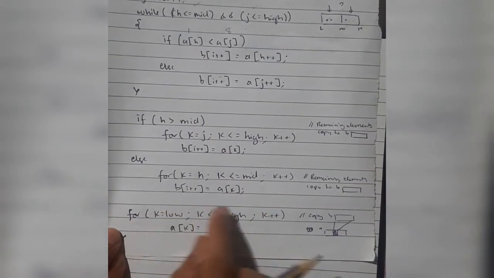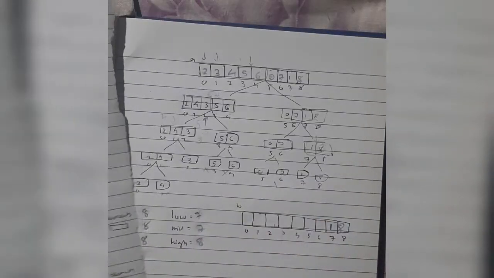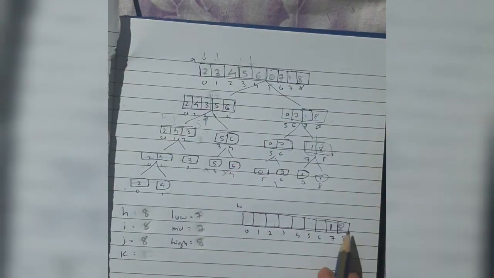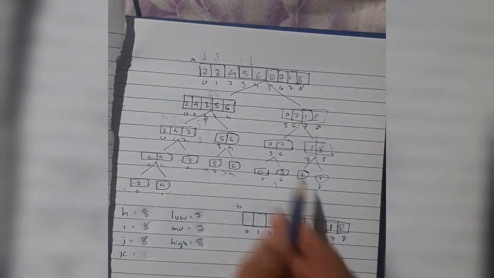From low to high, what we have to copy? B of k to a of k. What is b of k? B of low. B of low means b of 7. B of 7, this one will be copied to here. Then in the next iteration, this one will be copied to here. Since it's already done, I will not be doing any changes here.